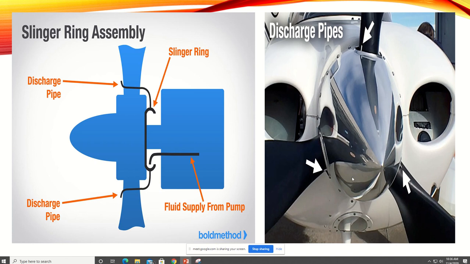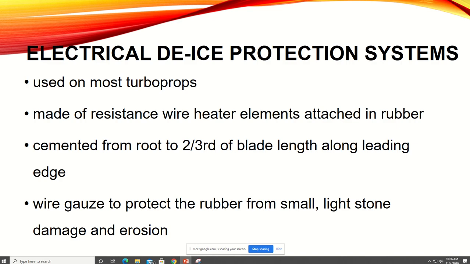That's what we call ice protection, a fluid type. So when you come to the aircraft, they have an ice protection system, a fluid ice protection system. Okay, next, fluid ice protection system finished. Now we move to the electrical de-ice protection system.